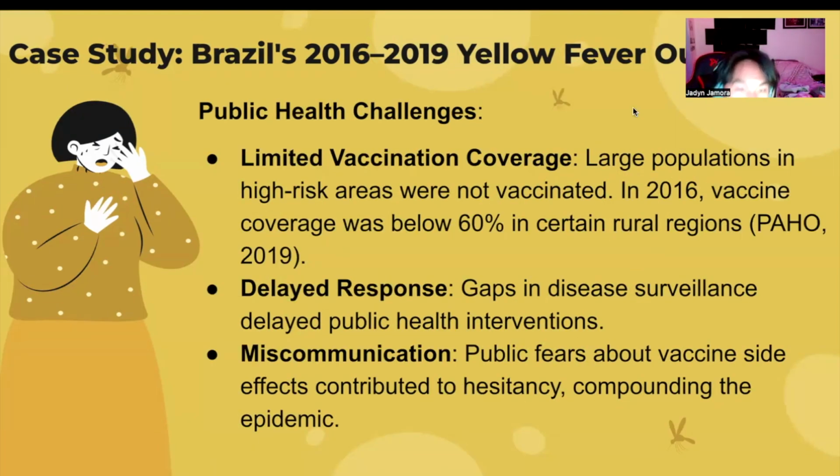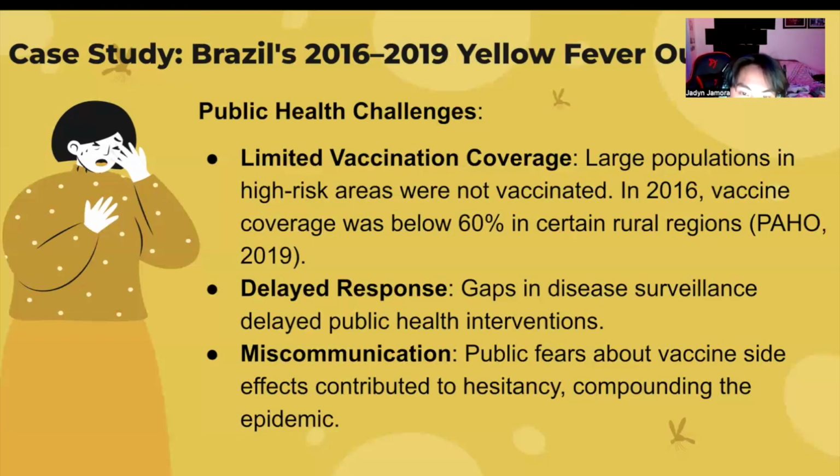The vaccination coverage in high-risk areas was very low. In 2016, vaccination rates in some rural regions fell below 60%, leaving large portions of the population vulnerable to yellow fever outbreaks. Factors such as limited access to healthcare, logistical challenges in vaccine distribution, and resource constraints hindered efforts to improve coverage in these underserved areas. This gap in immunity created ideal conditions for the virus to spread rapidly among unprotected populations.